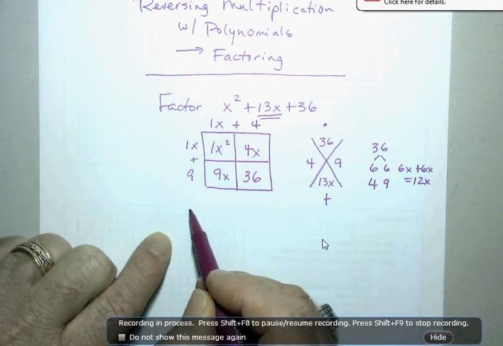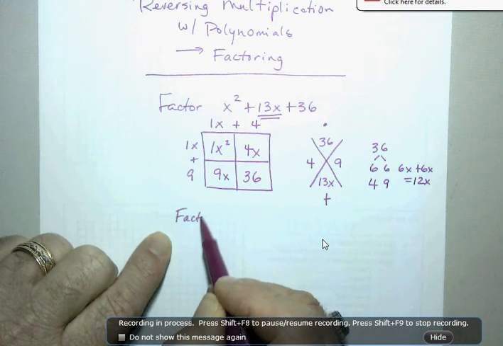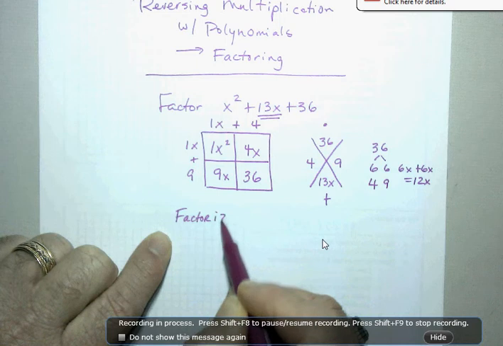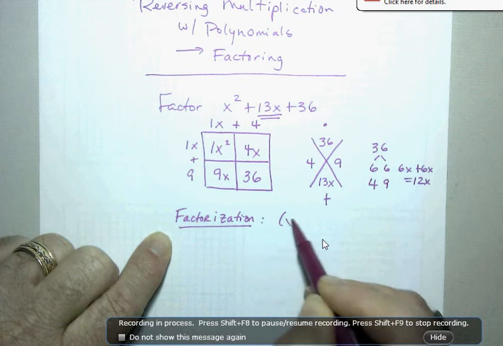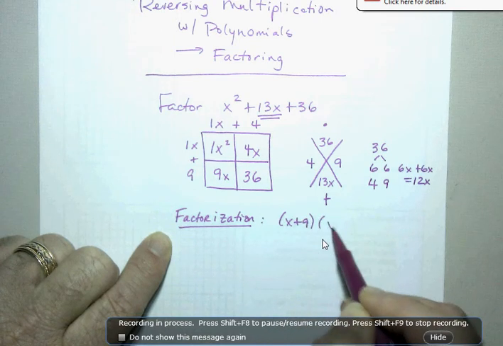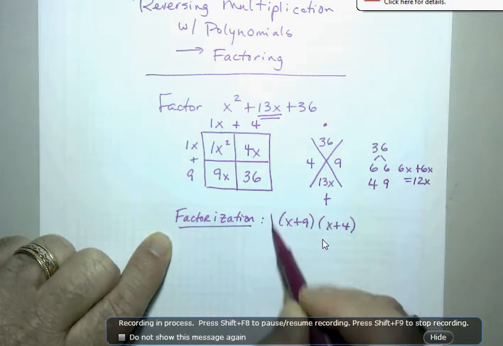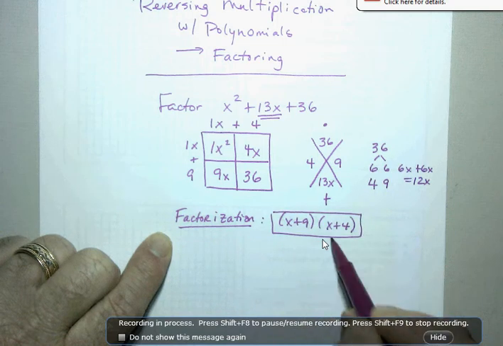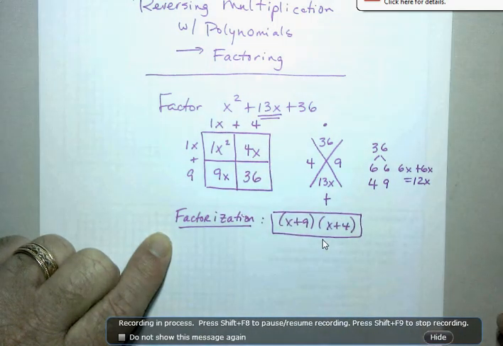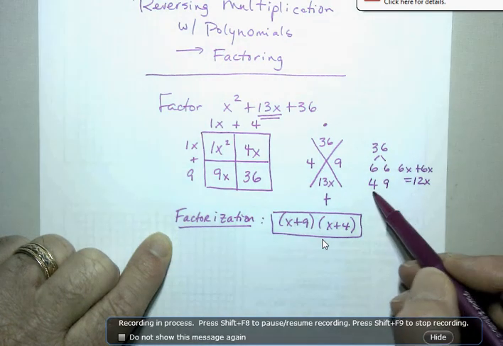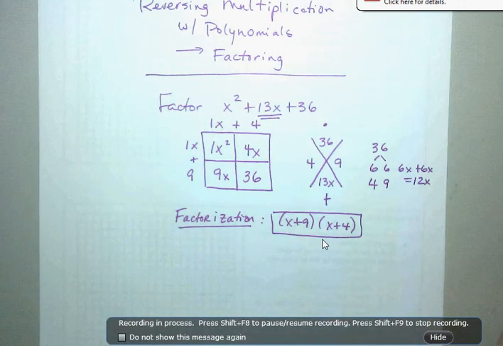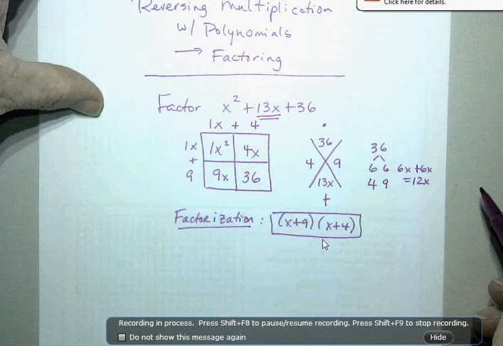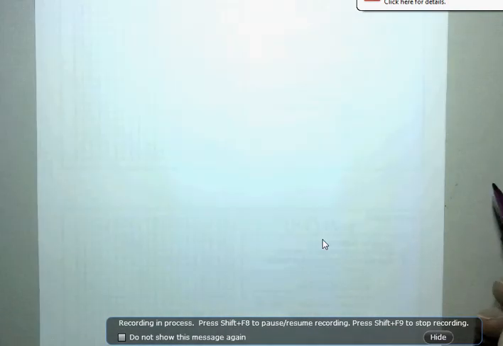So my factors, or my factorization, is x plus 9 times x plus 4. That product equals the original problem, x squared plus 13x plus 36. Now, if I hadn't found the right combination, I just need to keep thinking about factors of 36. All right. Let's look at another one.